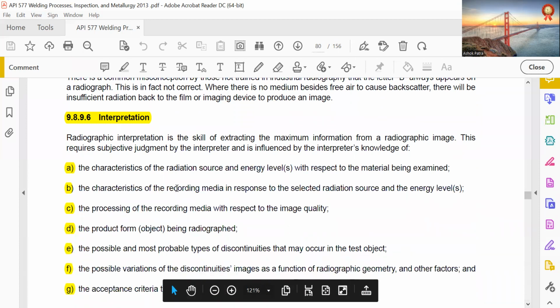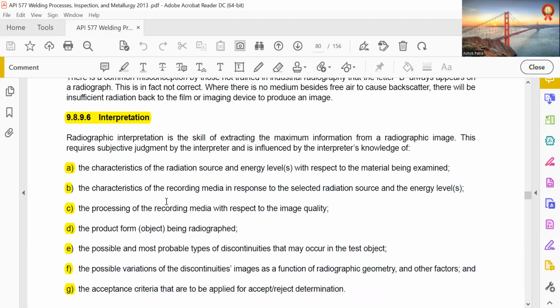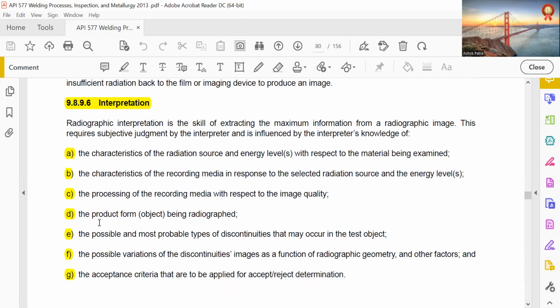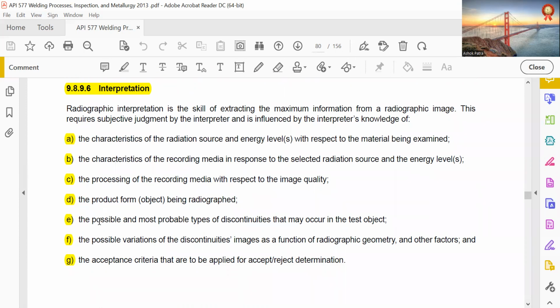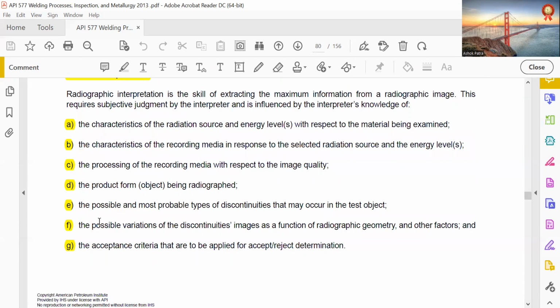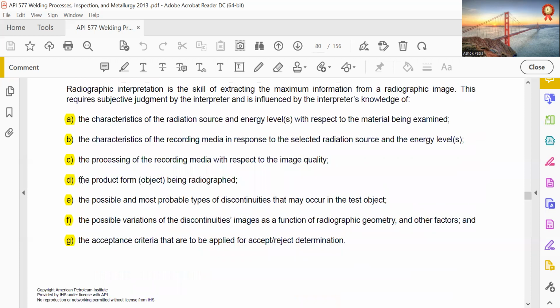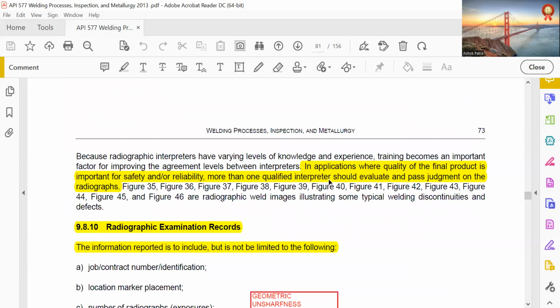The interpreter should consider the characteristics of the radiation source and energy levels with respect to the material being examined, the characteristics of the recording media and the process of recording with respect to image quality, the product form being radiographed, the most probable types of discontinuity and possible variations in discontinuity, and the acceptance criteria that are to be applied for acceptance determination. Where the quality of the final product is important for safety and reliability, more than one qualified interpreter should evaluate and pass judgment on the radiograph.